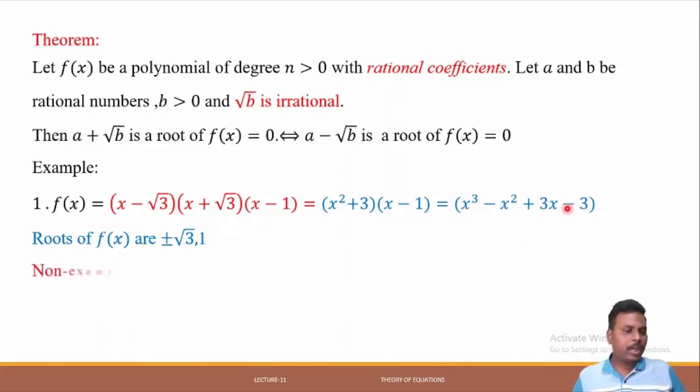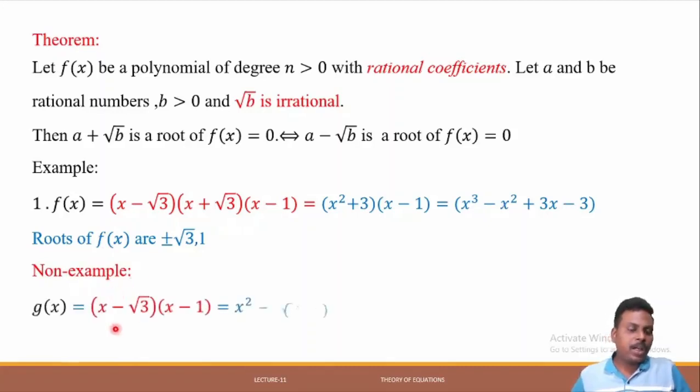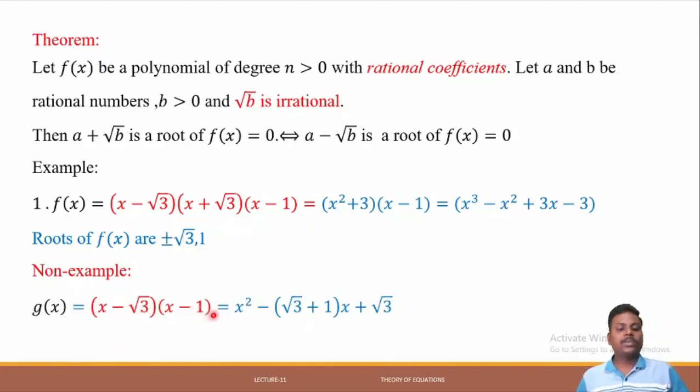Now let us look at a non-example. Here is a non-example. Consider g of x is equal to x minus root 3 into x minus 1, into x square minus of root 3 plus 1 into x plus root 3. If I do the multiplication, I will be getting this quadratic expression.